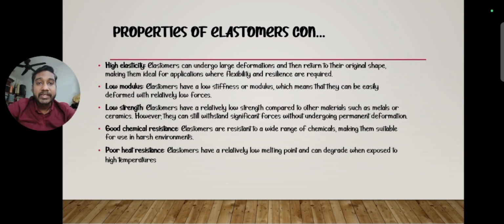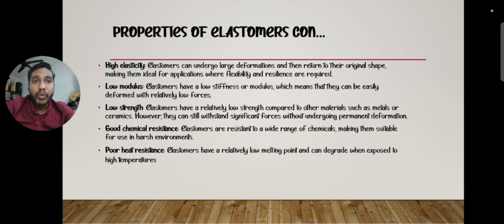Basically, it also has high elasticity, low modulus, low strength, good chemical resistance, and poor heat resistance. Why is it called high elasticity? Because, as I said in a previous slide, it can undergo a large deformation and then go back to the original shape. Why is it low modulus? Low modulus because it has low stiffness, so it can easily be deformed with relatively low forces. Low strength, because it has relatively low strength compared to other materials such as metals or ceramics. However, it can still withstand significant forces without undergoing permanent deformation.